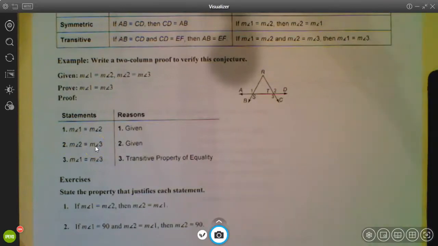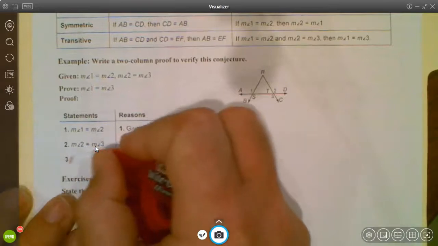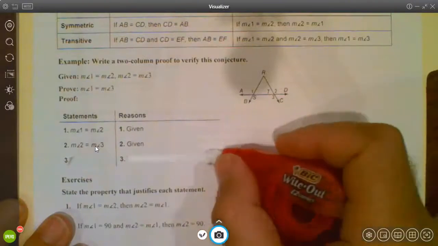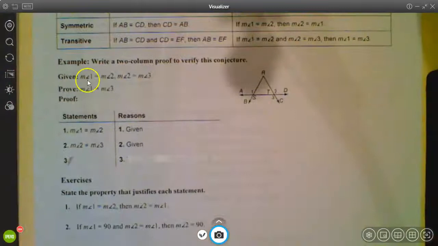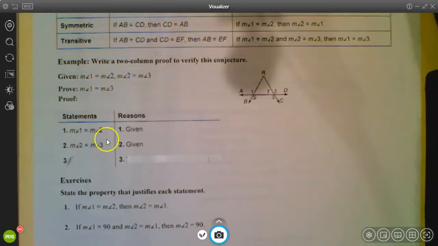So just pretend for a second that the next line were not given to you. If I was doing a proof, remember your goal in a proof is always to figure out what comes next, until you end up with whatever it is that you were trying to prove. So if this is what I had, and I was told that 1 equals 2 and 2 equals 3, that was my given information, I should be able to look at this and say, oh, there's my transitive property.